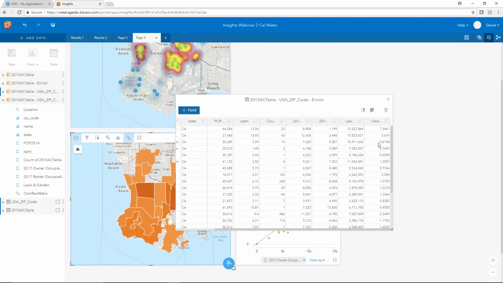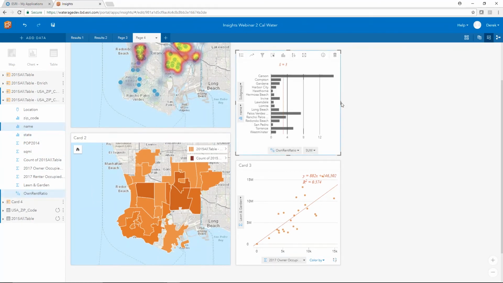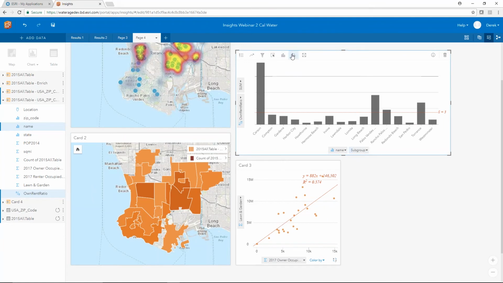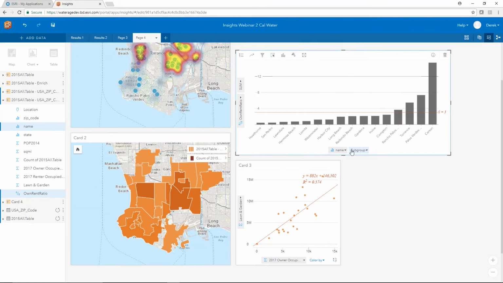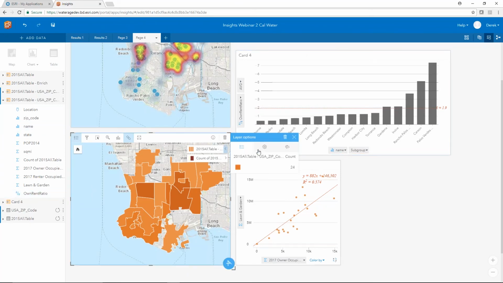We can see this data is actually added on the end of the table. And we can immediately use it to look at a couple of different things. So first off, we can take a look at the locations that are going to have a high number of owner to renter occupied housing. So if I look at this as a column chart, and I change this from my total to my average, we can see that there's a couple of areas that really stand out here.